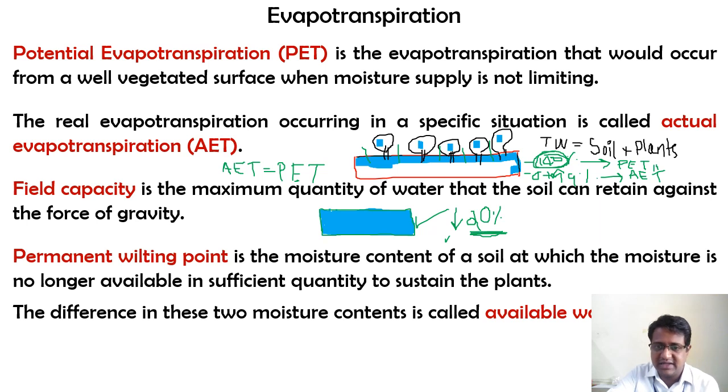Imagine the moisture content of the soil is less than 20%. At that point, even if you plant trees over here, the plants will not be able to take up water from the soil for their growth, because the moisture content is already low, and this moisture is basically withheld by the soil particles.